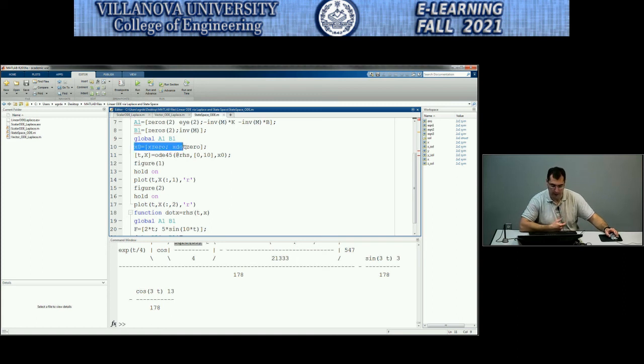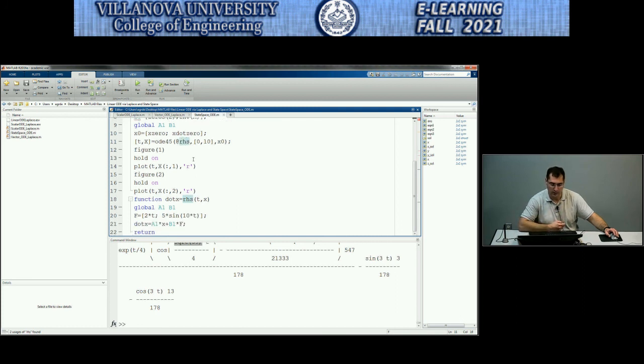I'm defining my initial conditions, x0, and implementing the ODE45 command with the right-hand side defined in the subroutine RHS. RHS stands for the right-hand side. MATLAB is going to look for that subroutine, which is right here, and at every step of integration of that differential equation, it's going to communicate with this subroutine RHS. So basically, it's that simple.